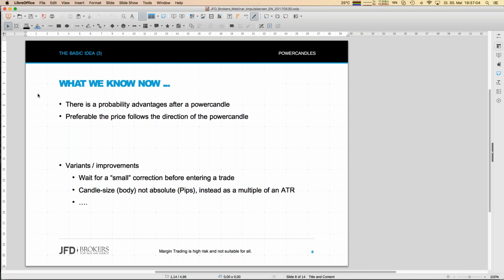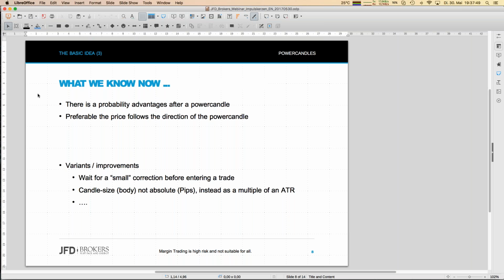If there's a big bull candle, price goes additionally upwards. If we have a big short candle, price goes additionally downwards. Of course, you can think about variants of that trading approach. For example, you might look for small corrections before entering a trade. So the analysis within that Excel sheet was done in a way that the trade would have been opened exactly at the close of that candle, or maybe the open of the next candle, which will be close to the close of the previous candle.